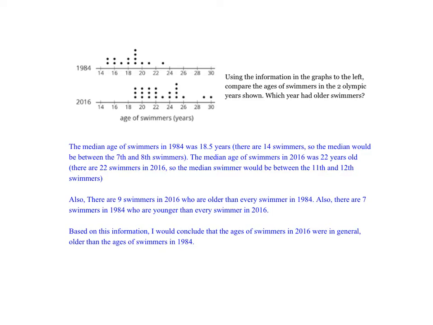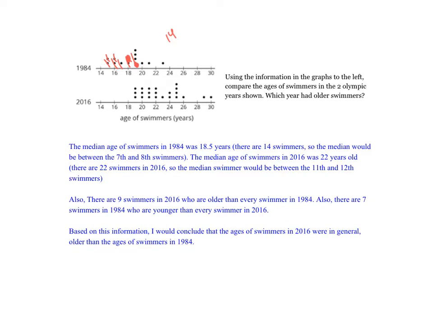The median age of swimmers in 1984 was 18 and a half years. There are 14 swimmers, so the median would be between the 7th and 8th swimmers. I just counted the dots, and there were 14 of them, which means the median's between the 7th and 8th. So the 7th swimmer is this red dot, and the 8th swimmer is this one, so it'd be between 18 and 19. That's how I got 18 and a half.